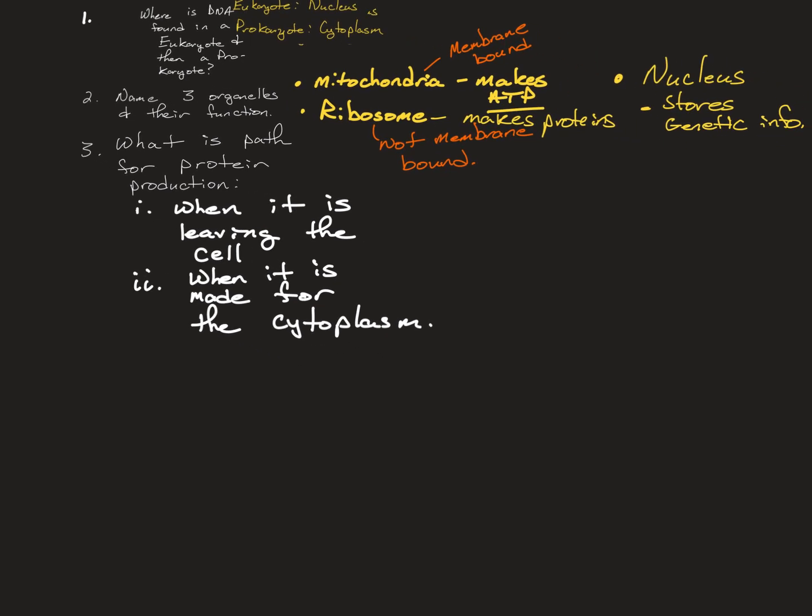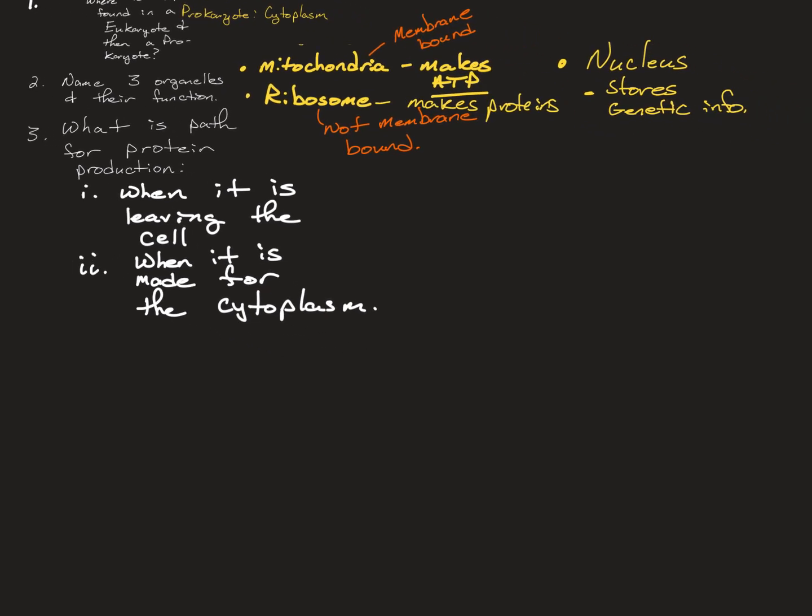What is the path for protein production? You start in the nucleus. You were tested on this. You were given a question. You had to put them in order on the last test. Nucleus, message goes to the rough ER. Well, let me rephrase that. Nucleus. That has 2 choices.